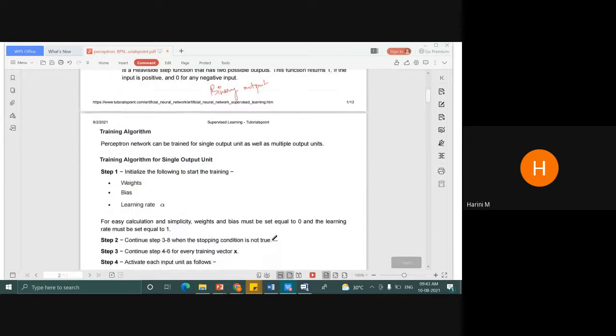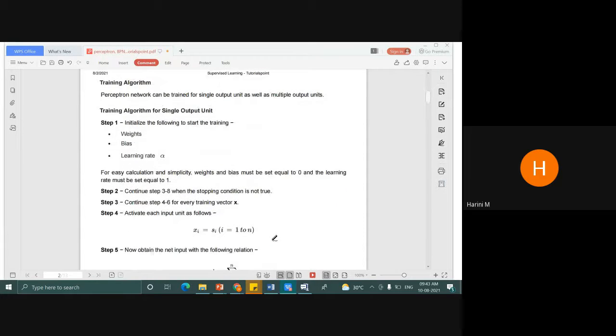How do you train the algorithm? Initially, the very basic step that you have to do is to initialize the weights and the bias. The bias is always going to be 1. We'll have the weights as 0 in the initial case. So the weights are going to be 0 and the bias is 1.